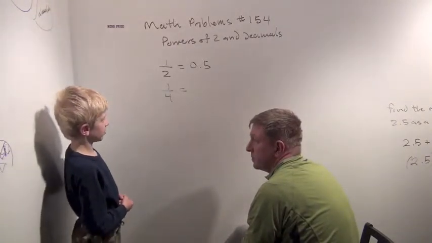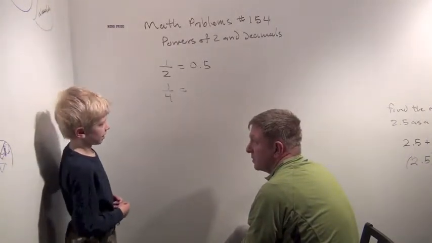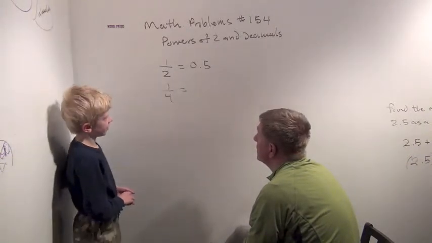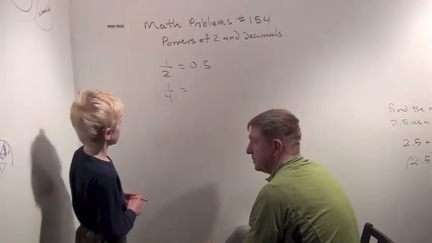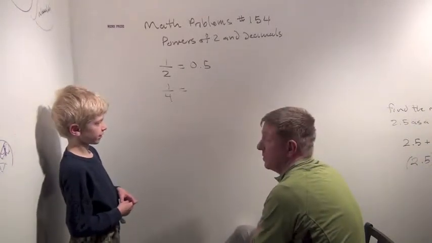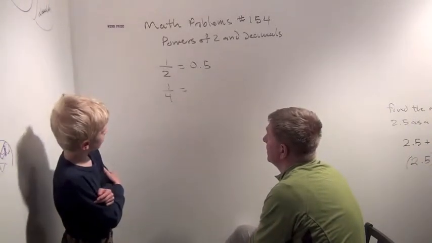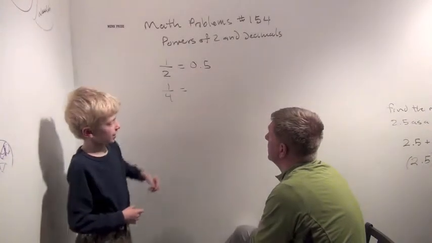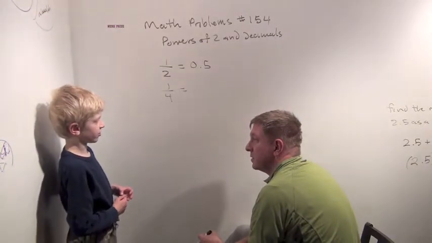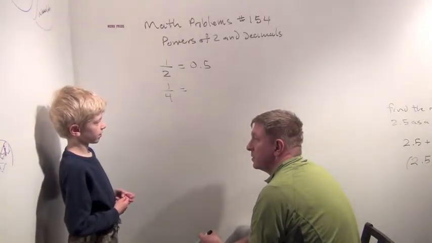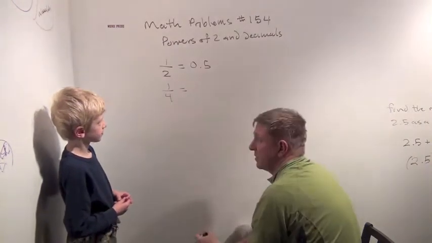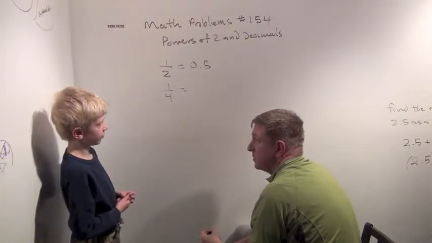1/4 as a decimal is going to be half of that. It's not 0.05. It's going to be half of that. But half of 5 is 2.5. Yeah, half of 5 is 2.5. So what's half of 0.5? 0.25.